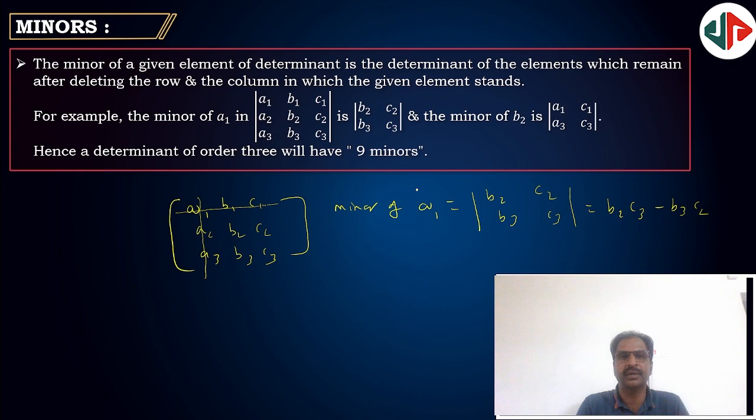So how to find the minor of any element? Delete the row and column in which that element is present and find the determinant of the remaining part. That gives the minor of an element. The minor of an element is generally denoted with Mij. The minor of the element Aij is denoted with Mij.